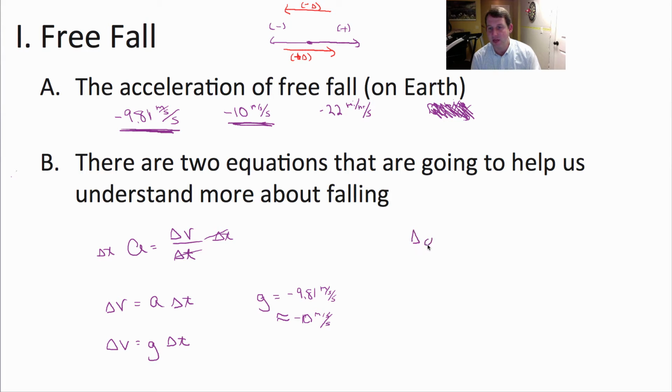And then the other one we need is a distance equation, and this one I'm just going to give to you. The change in distance is 1/2 acceleration times the change in time squared. Now again here, a is equal to g for falling things, so delta d is 1/2 g times delta t squared. Now this little squared thing is really important. We'll talk about what it does to the distance in just a minute.